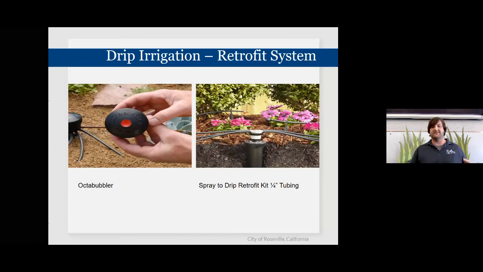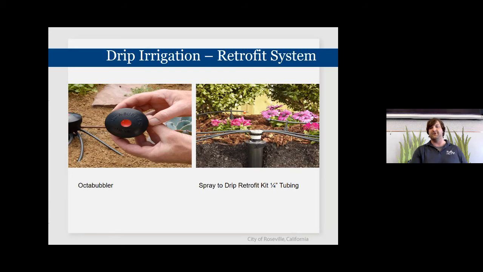So this is another look at some other retrofit kits. That's an octobubbler on the left. On the right, we've got a spray to drip kit that's going right to those little spaghetti tubings. Maybe you just have a small section that was fed by one sprinkler. I've definitely seen it before. It happens, and you just want to convert it into a drip line. You can put in one of these tiny little ones with all the spaghetti tubing already built into it.